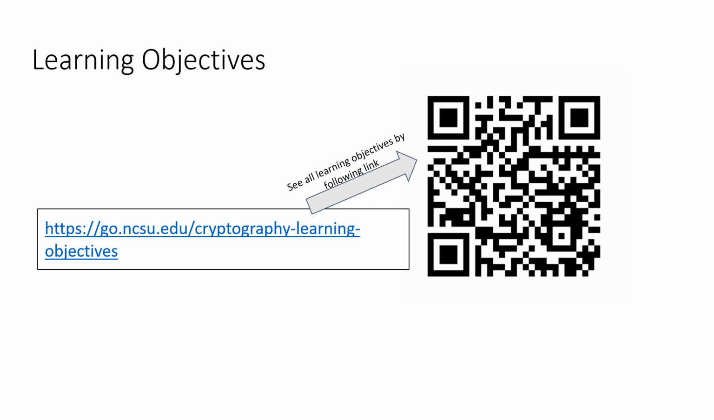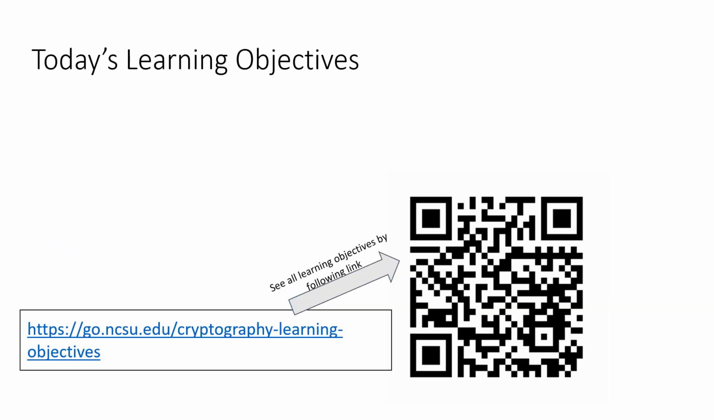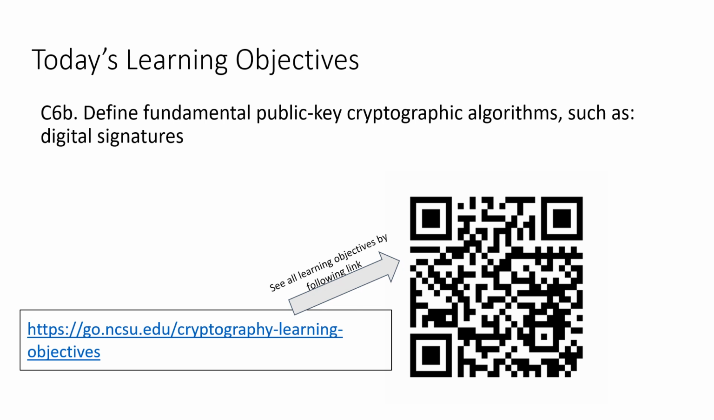All of the learning objectives for this class are available at this link, so you can get an overview of the whole class, and this is partway through the semester. Let's talk about what we're going to do today and what we've seen prior that I'm building on. Today's learning objective is C6b: define fundamental public key cryptographic algorithms such as digital signatures.